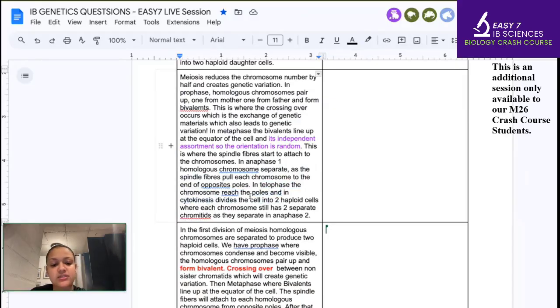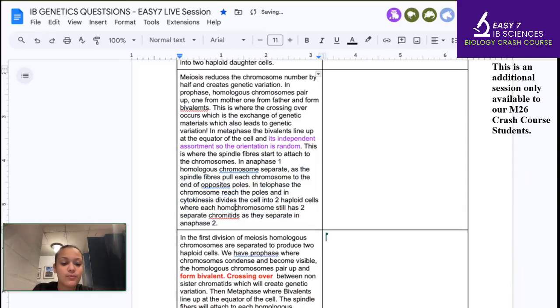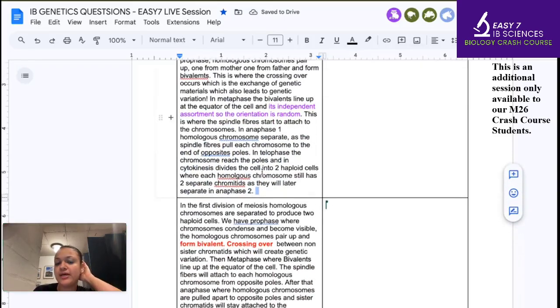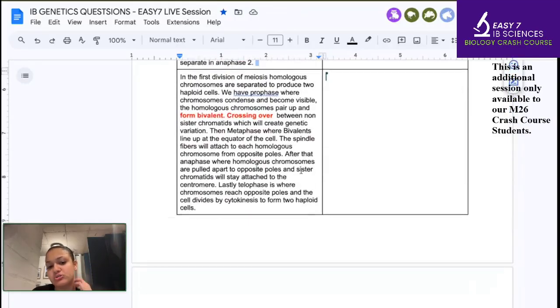And in cytokinesis, it divides the cell into 2 haploid cells where each chromosome still has 2 separate chromatids, as they separate in anaphase 2. So just remember that each chromosome still has 2 separate chromatids. Say each homologous chromosome still has 2 sister chromatids, and they will later separate. Again, just making it more clear for the examiner. I mean, they later separate during meiosis 2 or something like that.